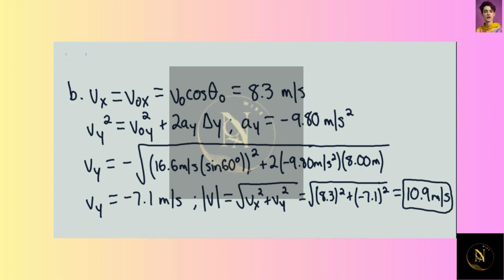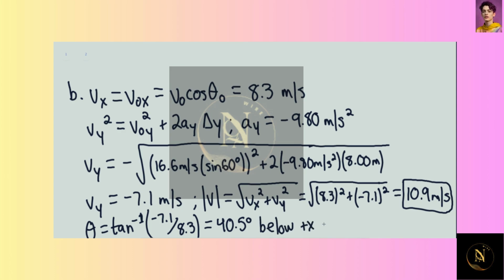This is one answer. And then essentially theta would be equal to arctan of the y component divided by the x component. This is equaling 40.5 degrees. Now we need to know that the x component is positive and the y component is negative. So essentially, this is going to be in the fourth quadrant. So this would be 40.5 degrees below the positive x-axis. And so this would be our direction of the final velocity as it hits the building.